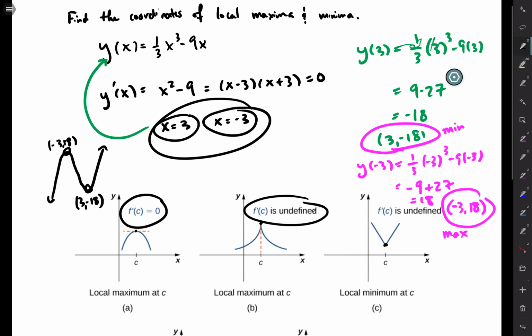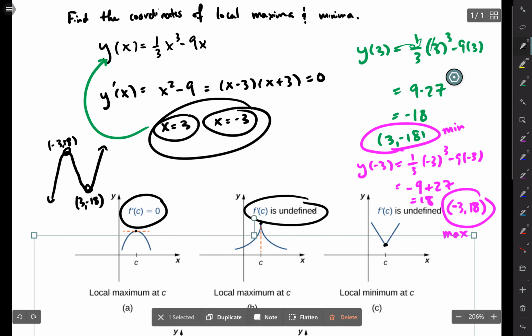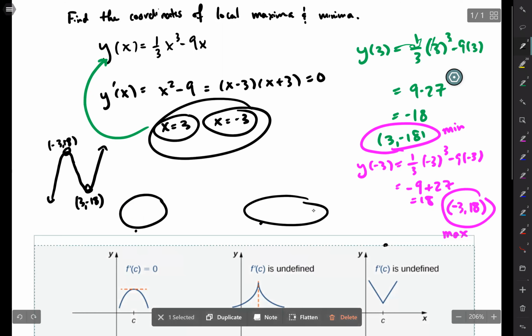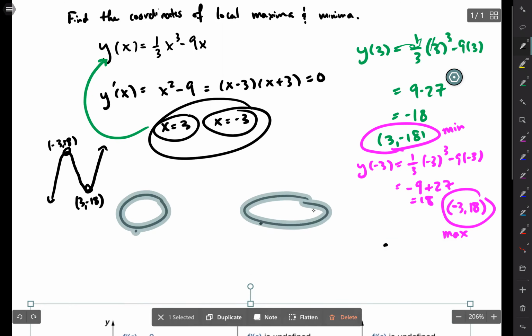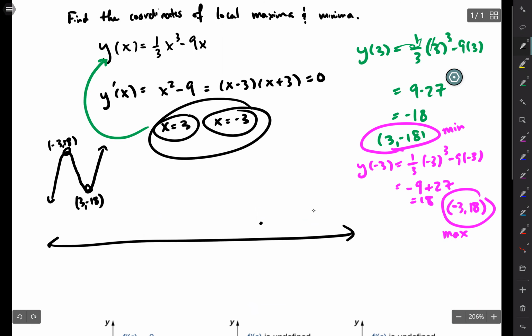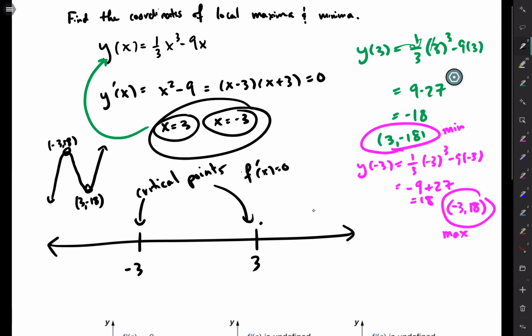Another way of checking this is to do a number line and keep track of when the derivative is positive or negative. I know that -3 and +3 are my critical points, because they're points of interest. That's where the derivative was 0. Then I can plug in points to the left or right and figure out if the derivative is positive or negative on either side.